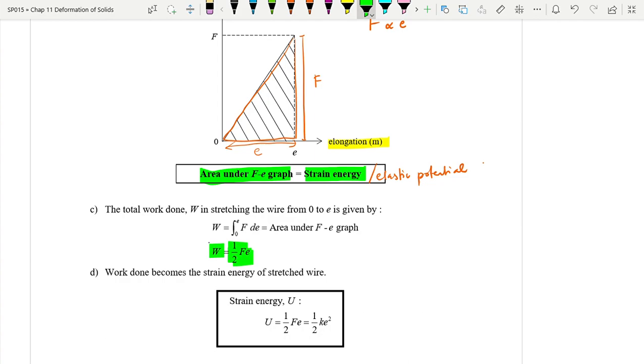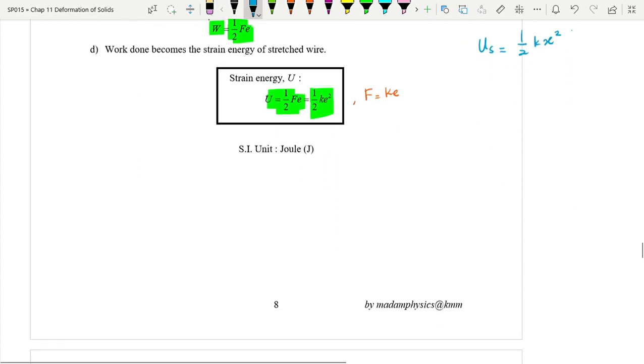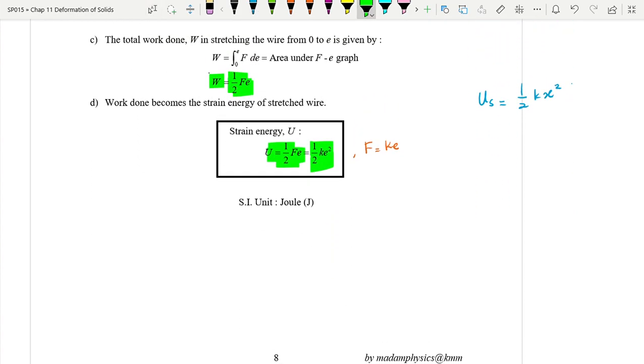Okay, so bila formula strain energy U ataupun elastic potential energy equals to half Fe, kita boleh expand F equals to KE untuk kita dapatkan formula half KE square. So kalau masih lagi ingat, dalam chapter 5 kita ada belajar tentang elastic potential energy Us equals to half KX square. So it's actually the same thing, cuma kita gunakan unknown E untuk extension ataupun elongation. Okay, so of course the unit will be joule lah because this is the type of energy.